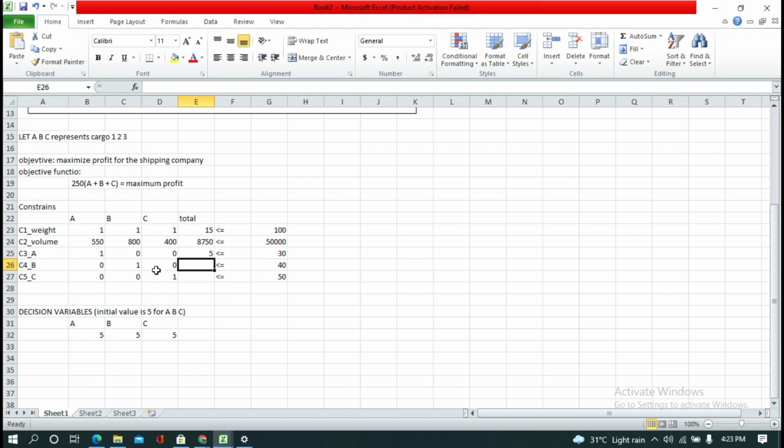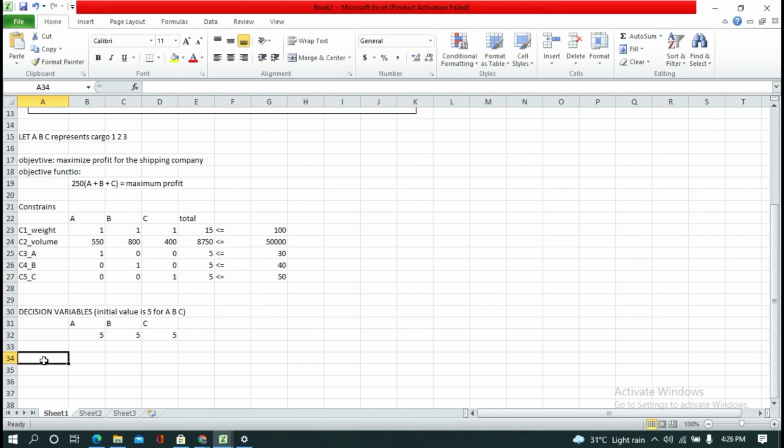Then same goes for cargo 2 and 3. Equals cargo B times the initial value of 5, and then equals, and then for C, which is represented by cargo 3, equals C times the initial value of C, which is 5, and equals.